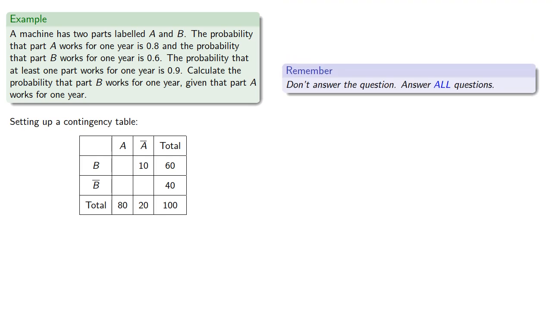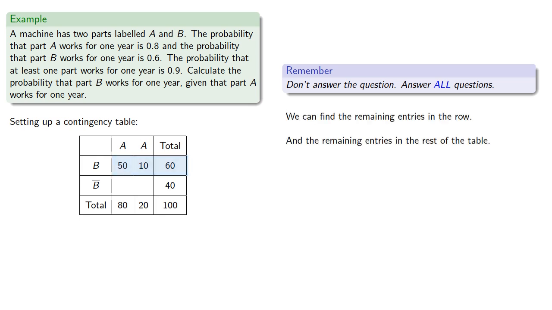And again, don't answer the question, answer all questions. Since we know the sum of the entries in this row, we can find the remaining entries in the row. And since we know the sum of the entries in these columns, we can find the remaining entries in the rest of the table.